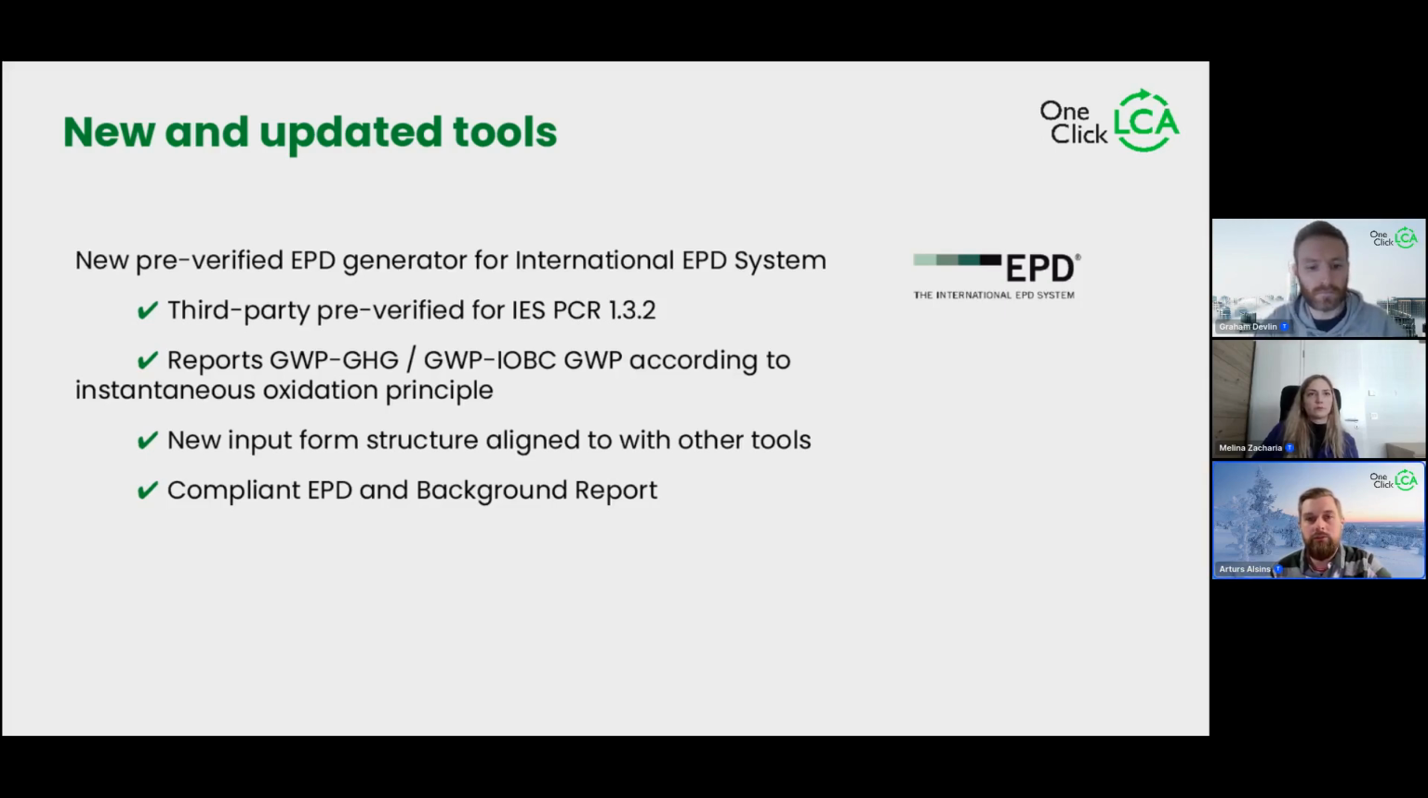Finally, then another new tool for the international EPD system. So this is a tool that is compliant with the new PCR 1.3.2. This was third-party verified. It has the additional impact category for GWP GHG, which is basically excluding parts of the standard ones. And then the tool is more aligned with our other tools, and it also produces compliant EPD and background report.